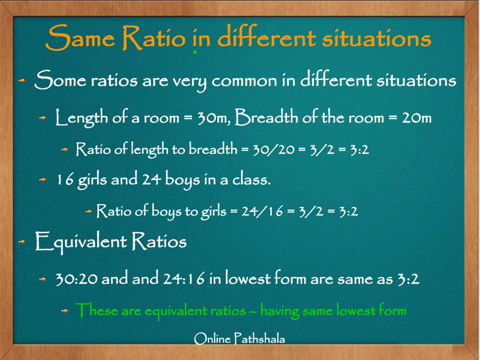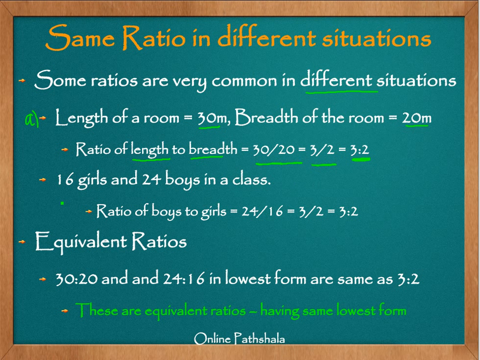So we start by saying that some ratios are very common in different situations. Let's take two examples. The first example is we have a length of a room which is 30 meters and the breadth of the room is 20 meters. It's a huge room. Now if we want to find the ratio of the length to the breadth, that is 30 by 20. When we reduce it to its simplest form, we get 3 by 2, or the ratio is simply 3:2. That is the ratio that we get.